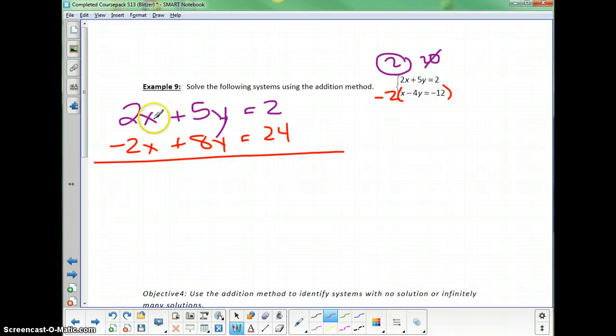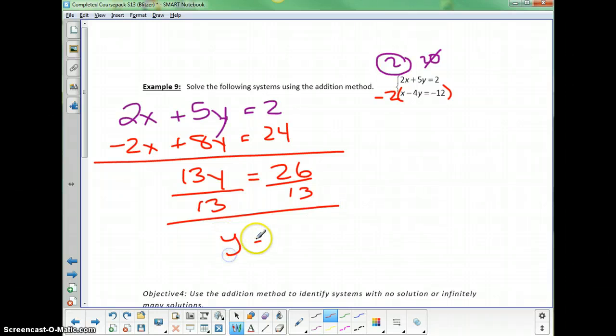Let's add that up. 2x minus 2x is 0x. 8y plus 5y is 13y. 2 plus 24 is 26. And we've got our y. Divide by 13, y is 2. Okay, 2 seems like a popular value for y today.